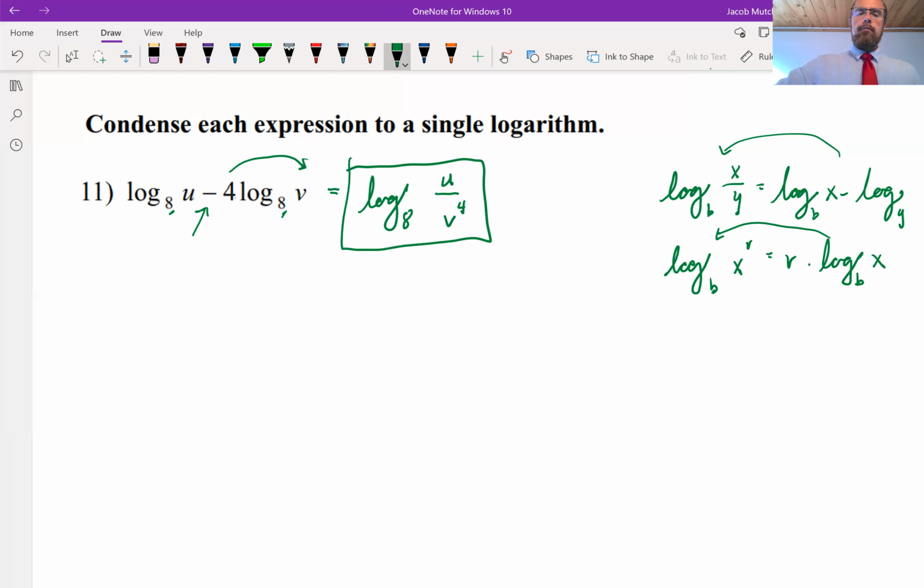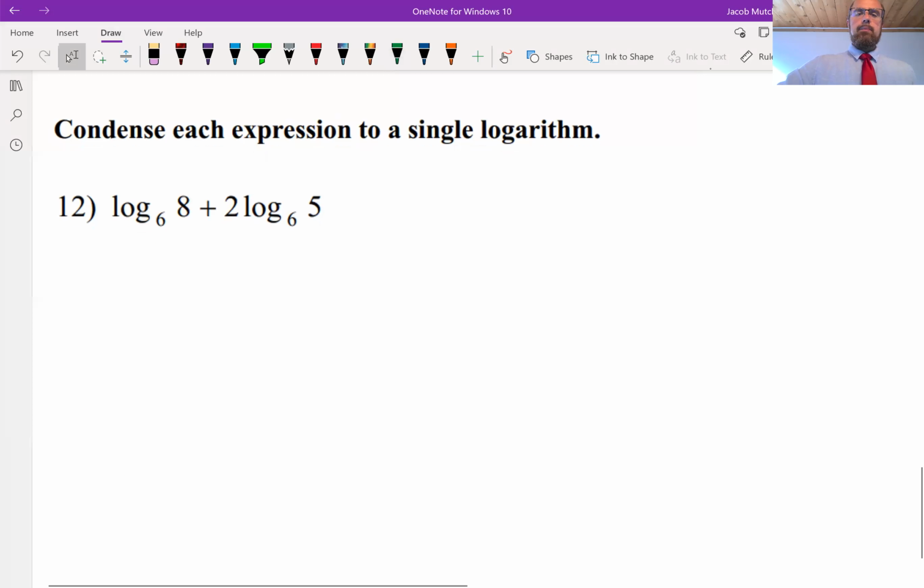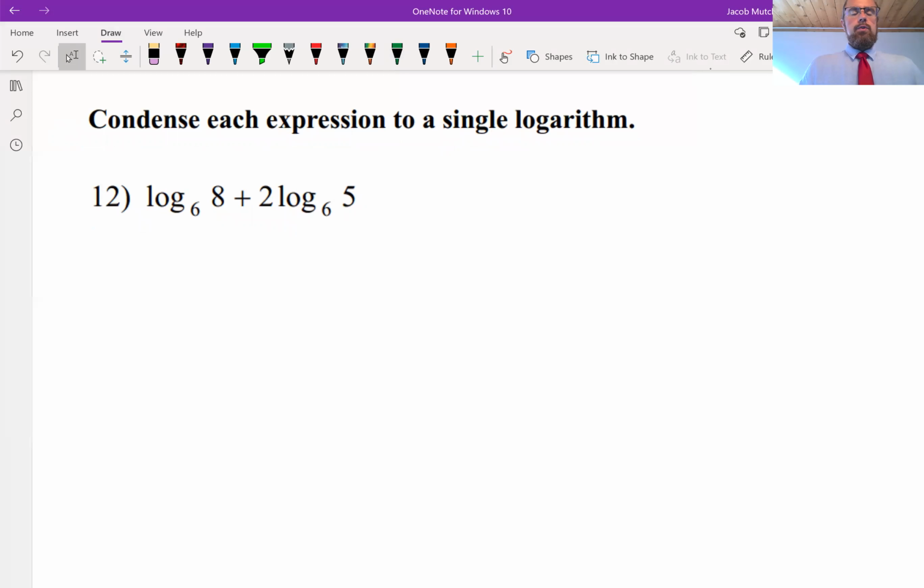We'll take a look at one final example where we are, again, condensing an expression to a single logarithm. So here I've got log base 6 of 8 plus 2 times log base 6 of 5. So the way this one presents itself, it's got an addition, it's a sum. And so the rule that I want to apply is this one, the log base b of xy equals log base b of x plus log base b of y.